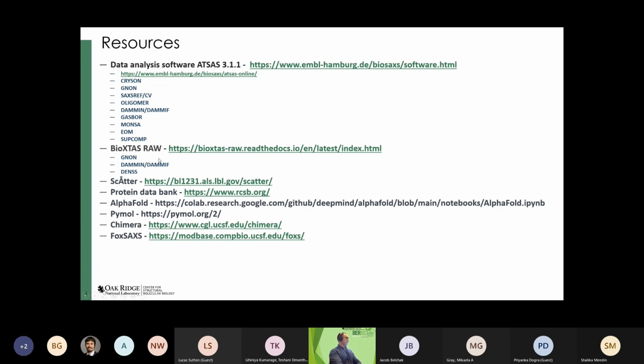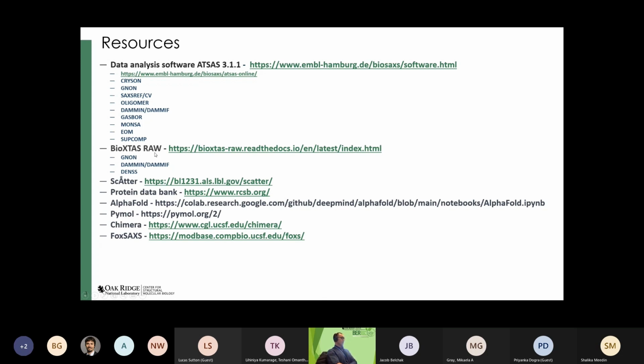Here in the second topic we have BioXTAS RAW. It's software developed to analyze SAXS data as well. It's very useful for background subtraction and scaling. RAW also has the ability to do the Guinier analysis, as well as ATSAS. And all of the software in general has some kind of macro that allows you to do those analyses very easily, so it's very handy.